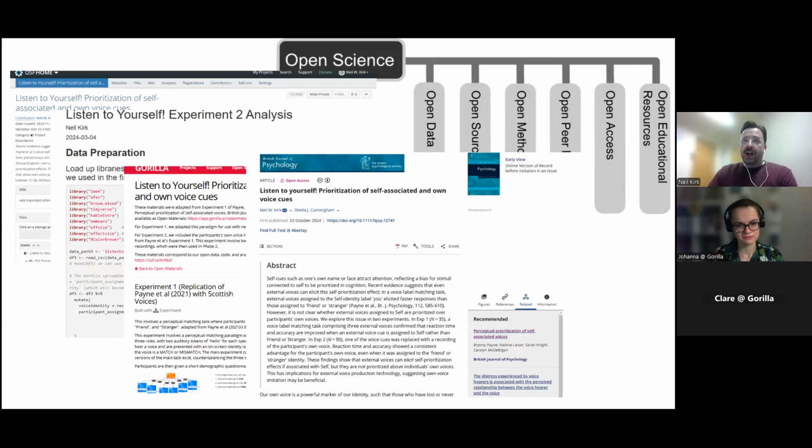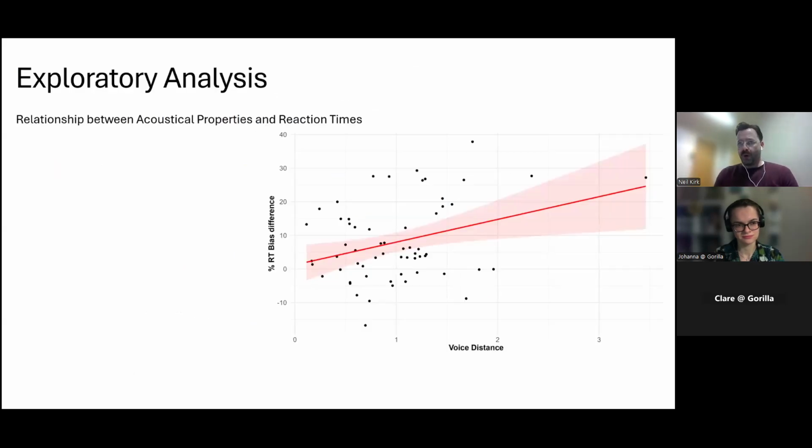So what was interesting, one of our reviewers offered a suggestion for an analysis, and we ended up doing something slightly different, but I think it has been quite insightful. They were interested in whether the bias for the own voice, in terms of how quickly you responded to it, was affected in any way by how acoustically similar the new voice was to the participant's real voice.